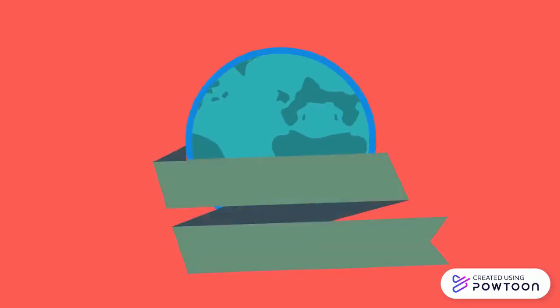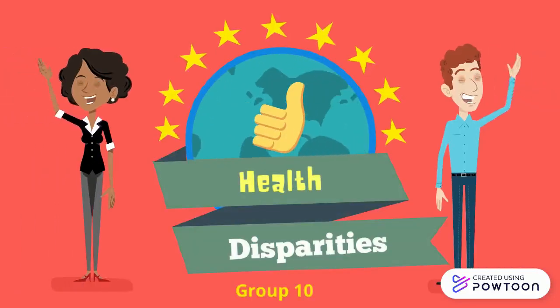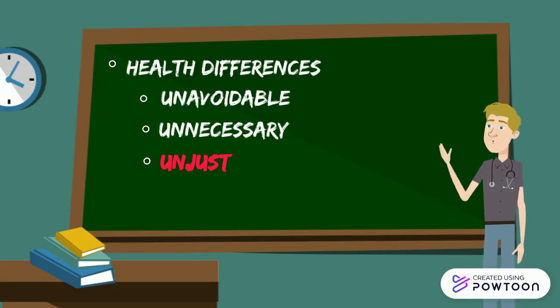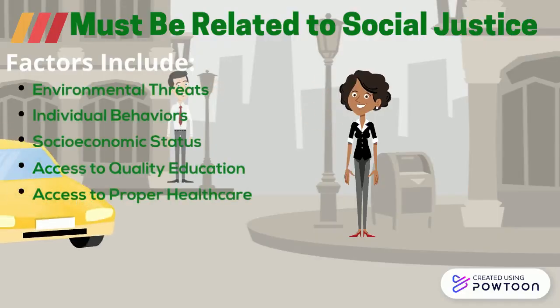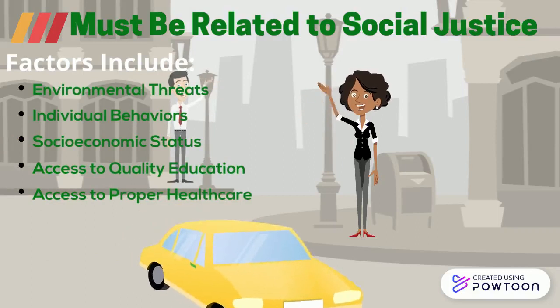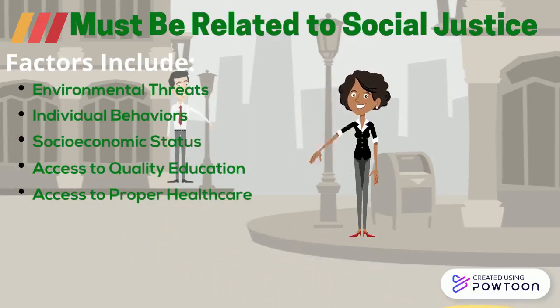Let's talk about health disparities. Health disparities are the differences in incidence, prevalence, mortality, and morbidity of disease and other health conditions within specific, often disadvantaged groups that are unavoidable, unnecessary, and unjust. Factors can include environmental threats and individual behaviors. However, all differences must be related to social justice by demonstrating a distinction between advantaged and disadvantaged groups.